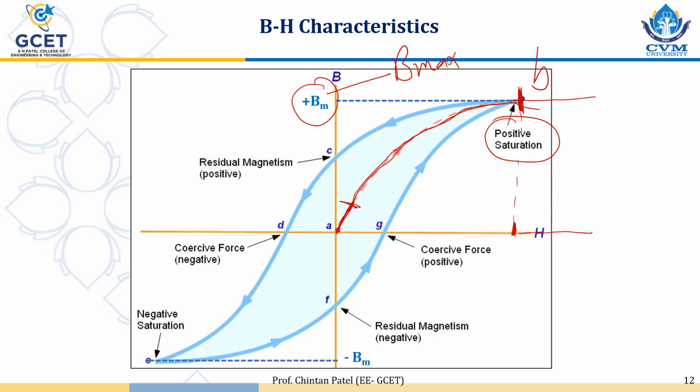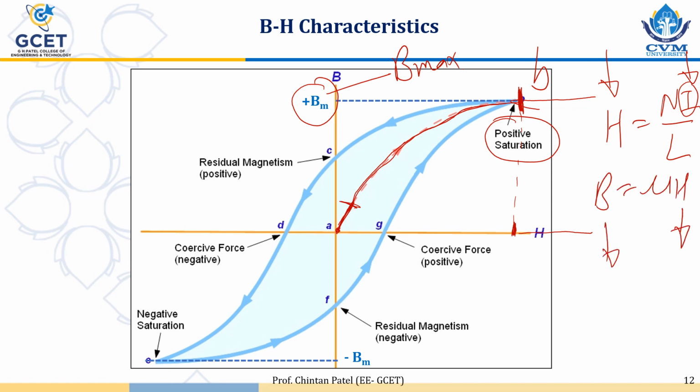Once the graph reaches positive saturation, or magnetic flux density becomes Bmax, positive Bmax, let's reduce the current by increasing resistance. So if we increase the resistance, current starts decreasing. If current starts decreasing, recall the equation H is equal to Ni upon L. If current starts reducing, H also starts reducing. And as a result, B is equal to mu H. So as H is reducing, B also starts reducing.